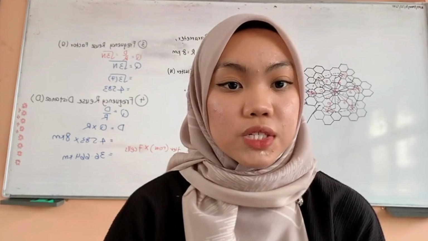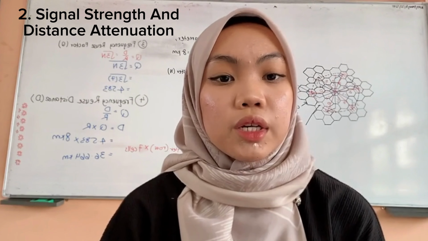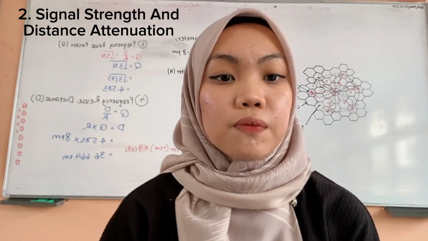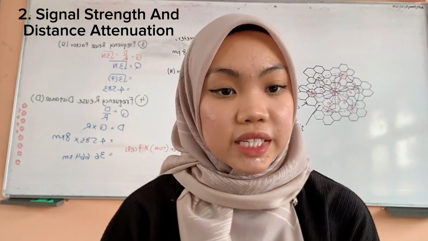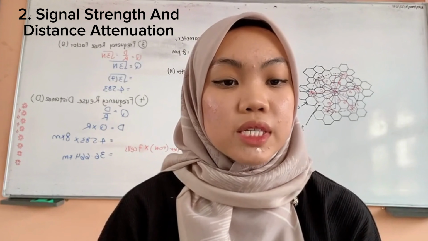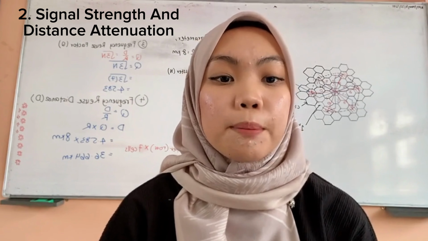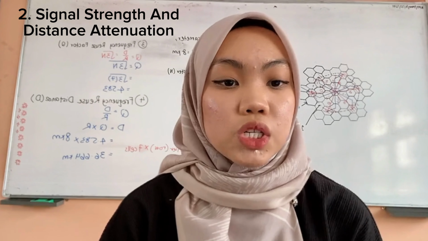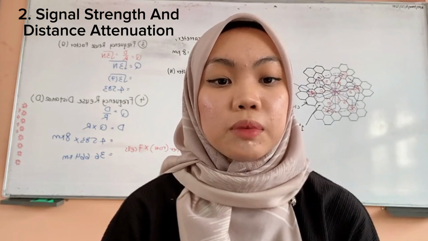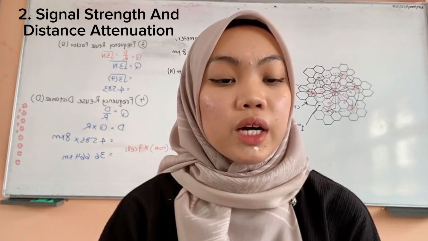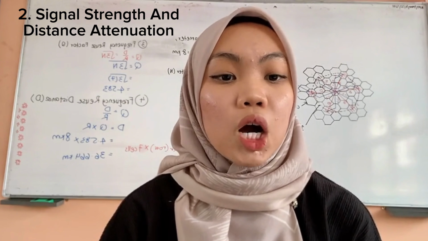Next, signal strength and distance attenuation. RF emission decreases rapidly with distance from the source. Generally, the intensity of the RF field drops significantly as one moves away from the base station. So the calculation of the proper distance should be based on the expected signal strength, the frequency of the RF emission, and the power output of the base station.